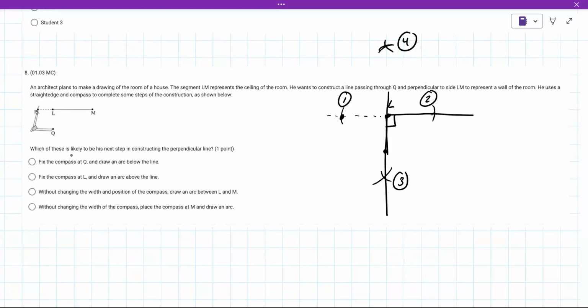Fix the compass at Q and draw an arc below the line. Fix the compass at L. Draw an arc between L and M. So I think this is the one because, like I said, I think they're showing 1, even though the compass is in a weird spot. I think they're showing 2 is the next one here. Like I think the next thing they're trying to show is that.